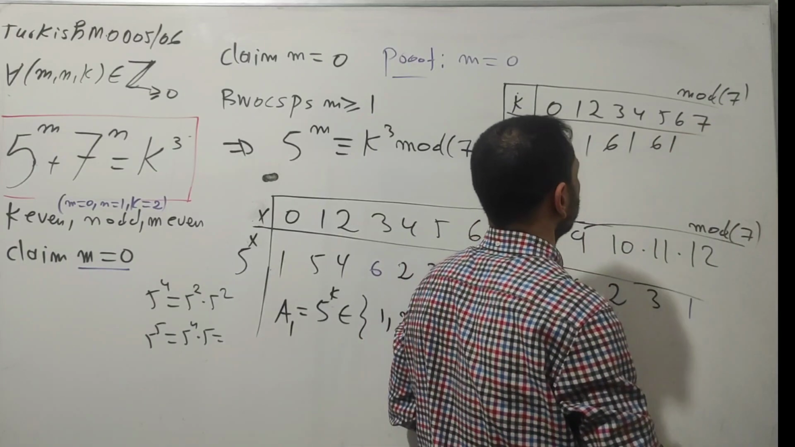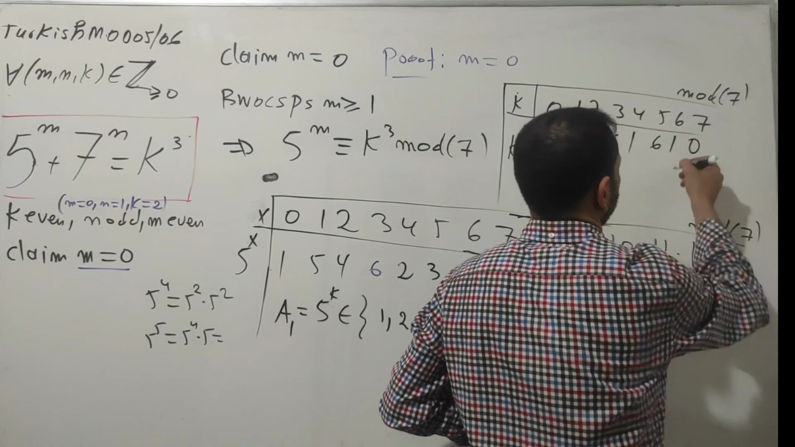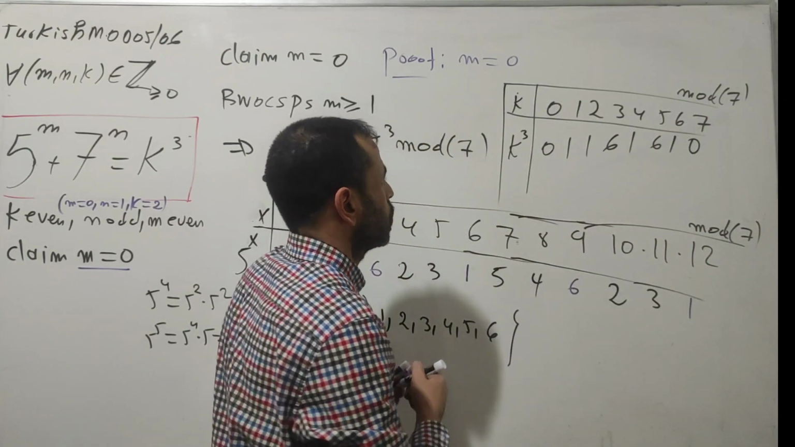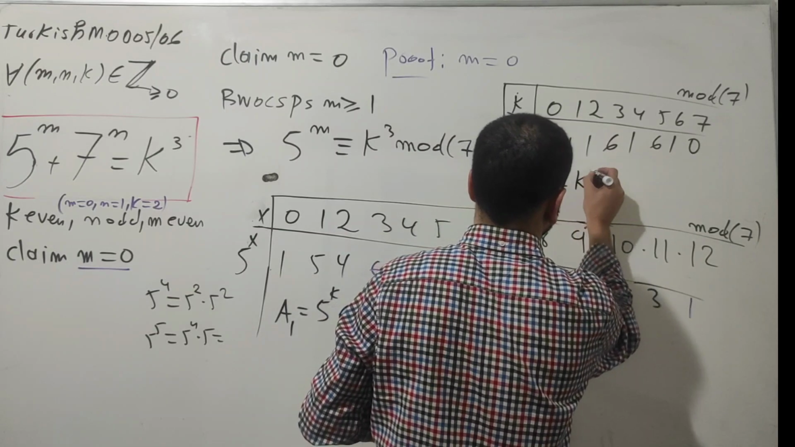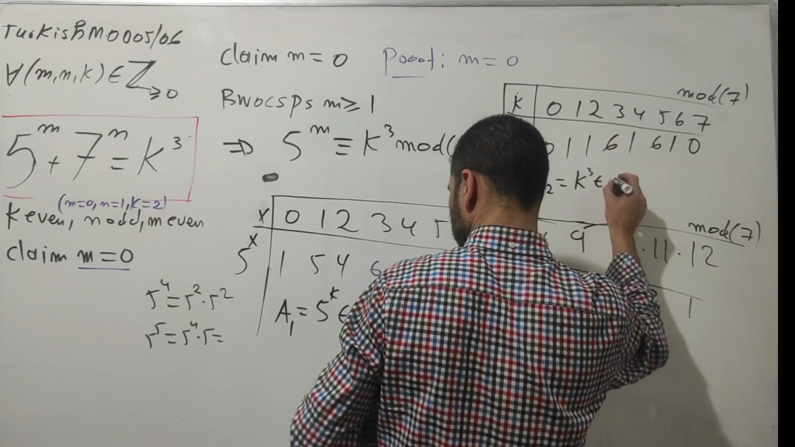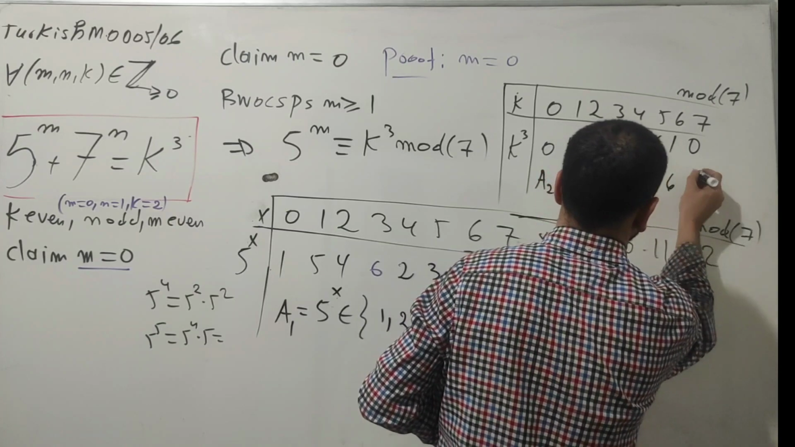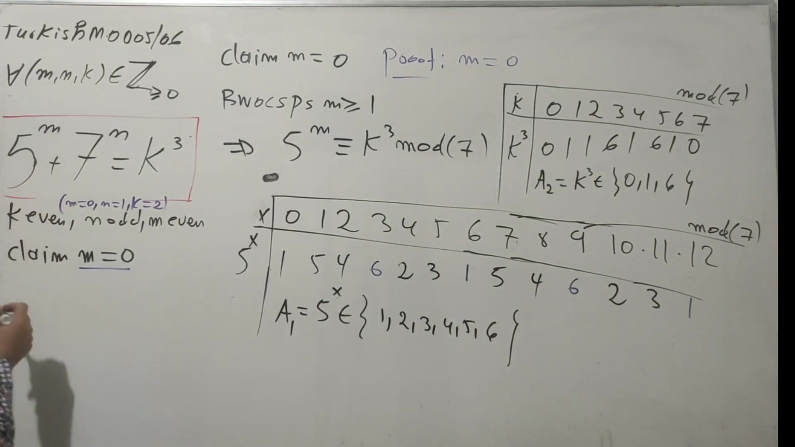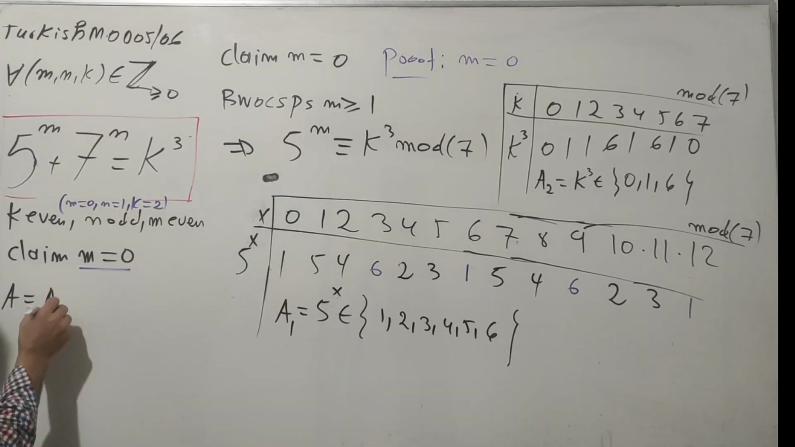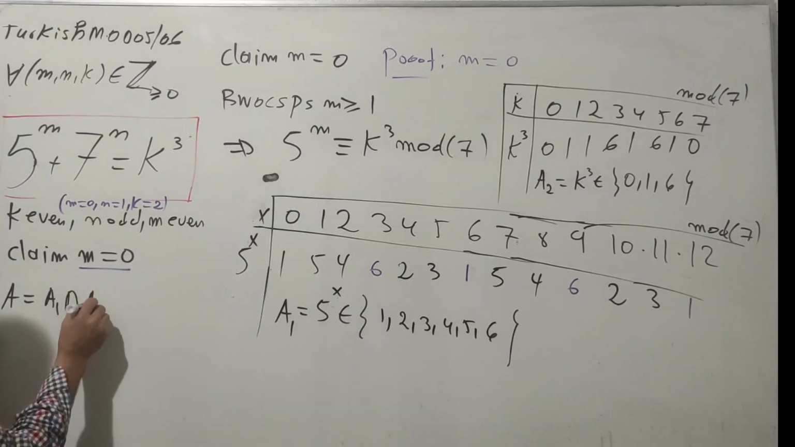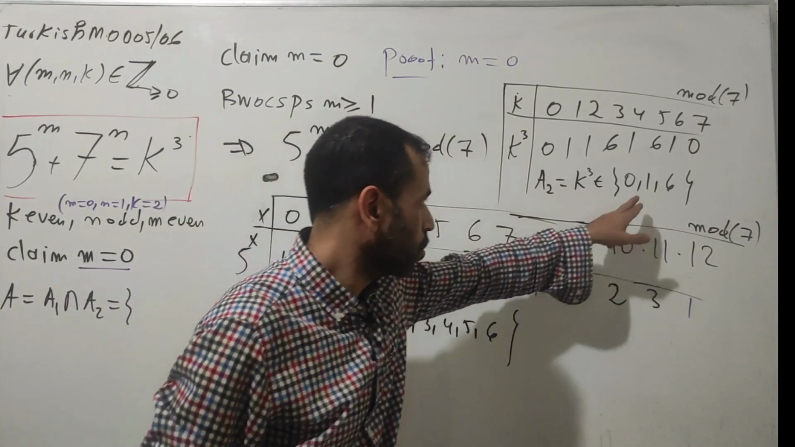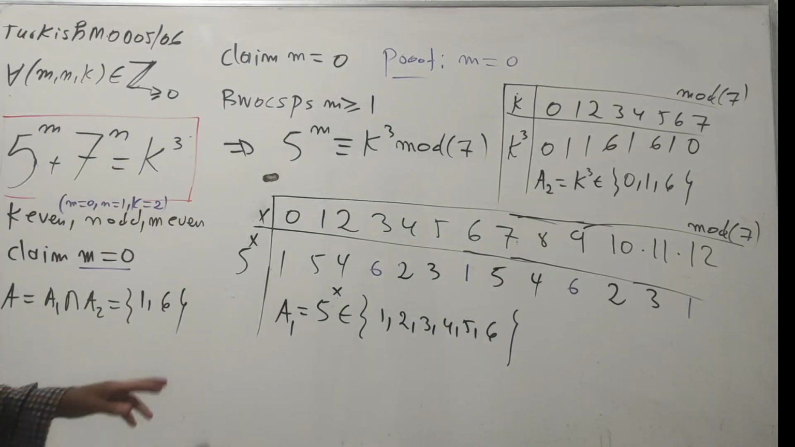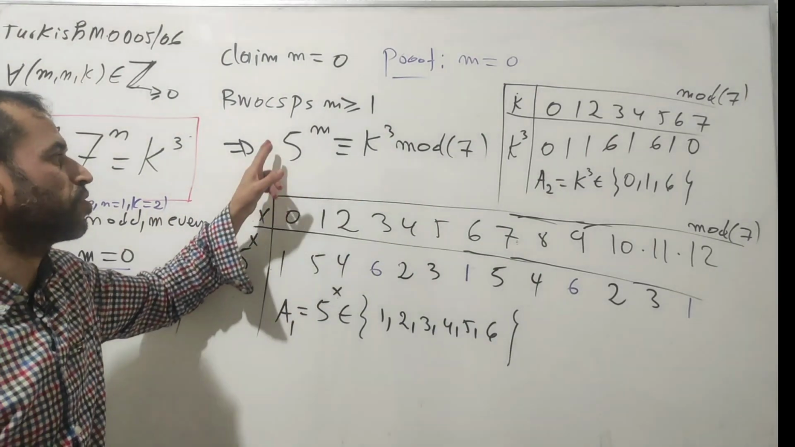For this term, 7 cubed, which is 0, because number 7 is divisible by this one. So this set, let's put it as a capital A2 set, which equals k cubed, belongs to this set: 0, 1, and 6. A1 intersect A2 is going to give us, look, shared remainders 1 and 6 only. 1 and 6 are the only remainders which satisfy this statement.